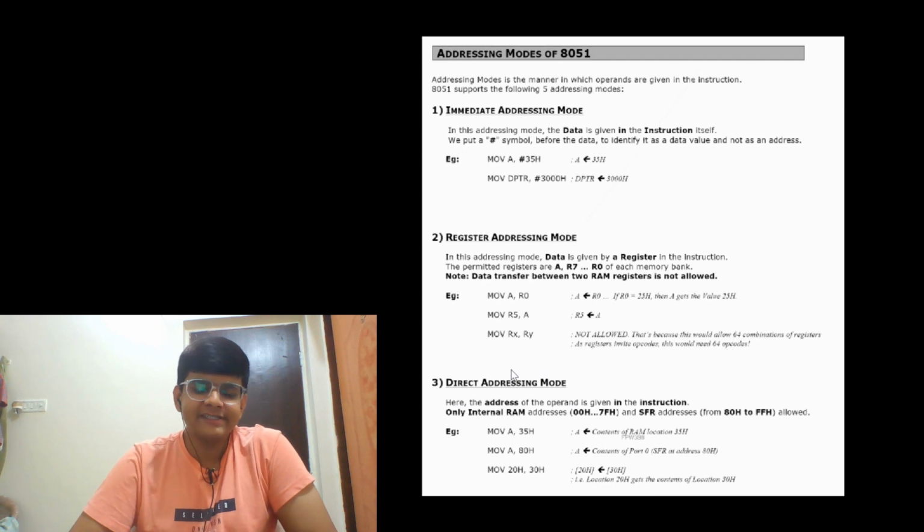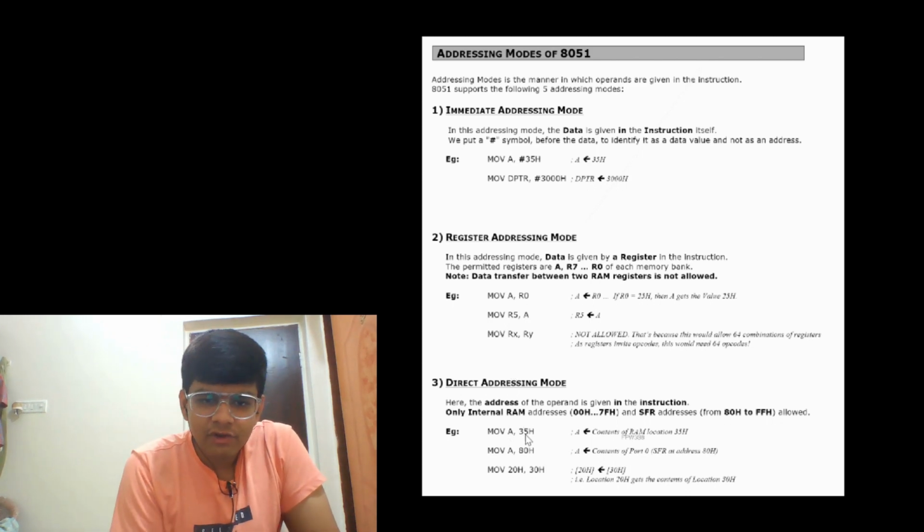Here the address of the operand is given in the instruction itself, and only internal RAM addresses from 00H to 7FH and SFR addresses 80H to FFH, as I already told you, are allowed. So an example is given. The location 35H is the source and A is the destination.